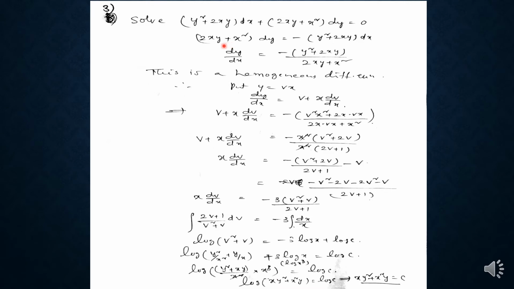Third problem. Solve (y square plus 2xy) dx plus (2xy plus x square) dy is equal to 0.